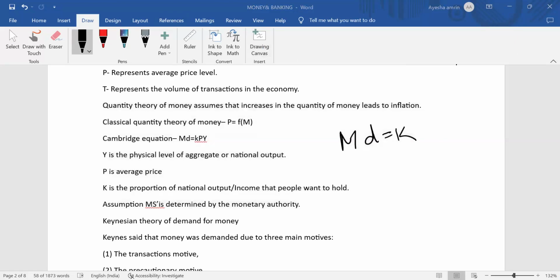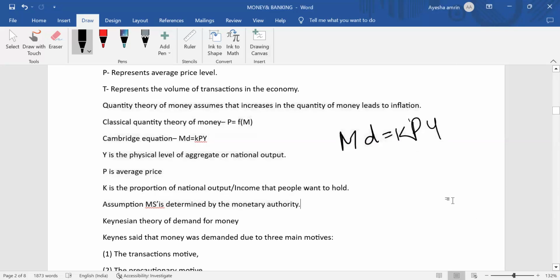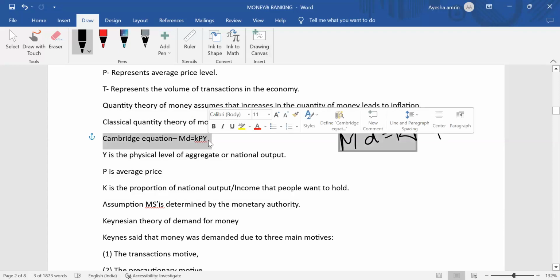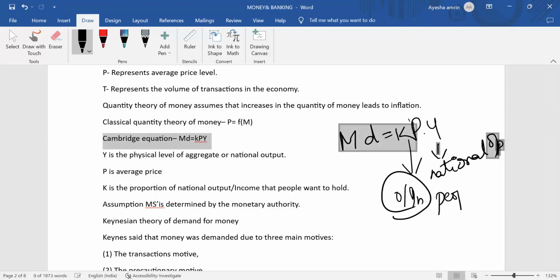MD is equal to KPY. This is the Cambridge equation. And Y is national output. And K is the output or income that a person holds in the economy. Very important.